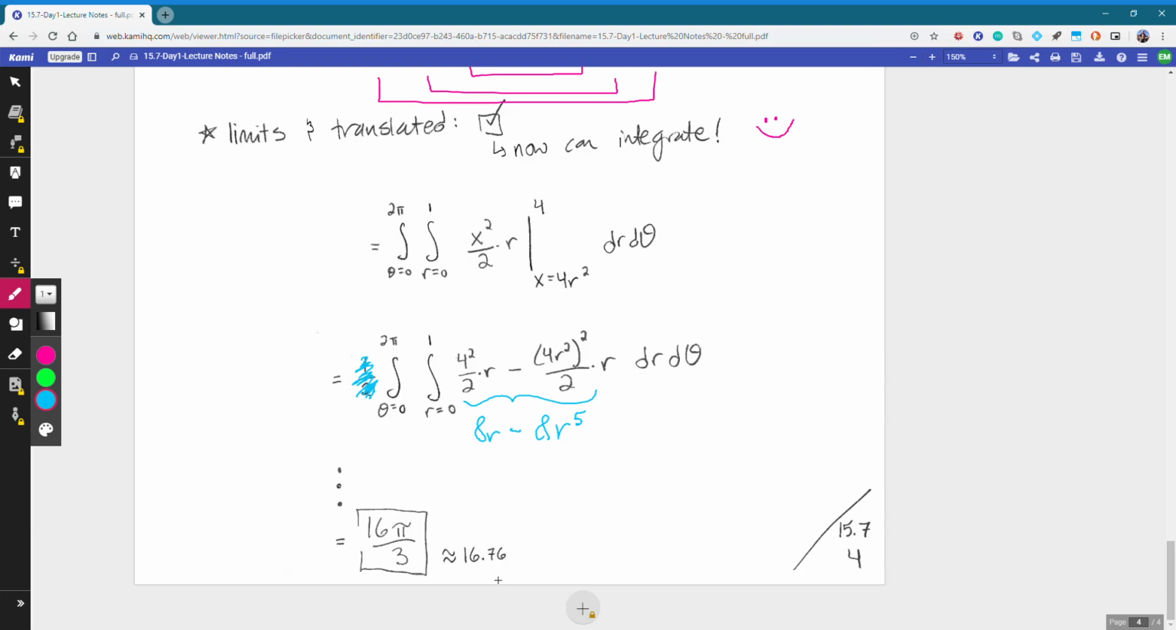Maybe just for our notes' sake, I'll just add here. So now it's a double integral, and we can go ahead and compute it.